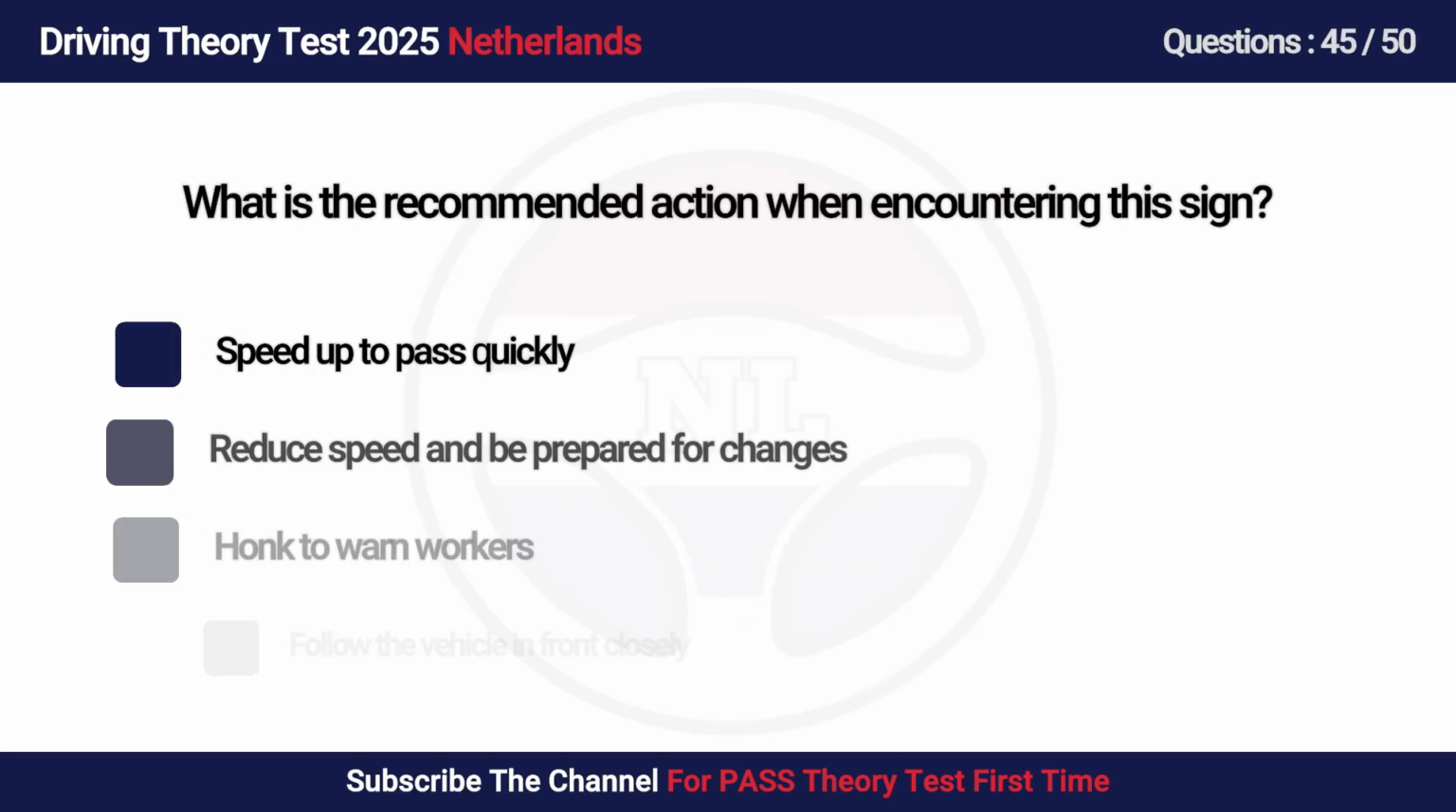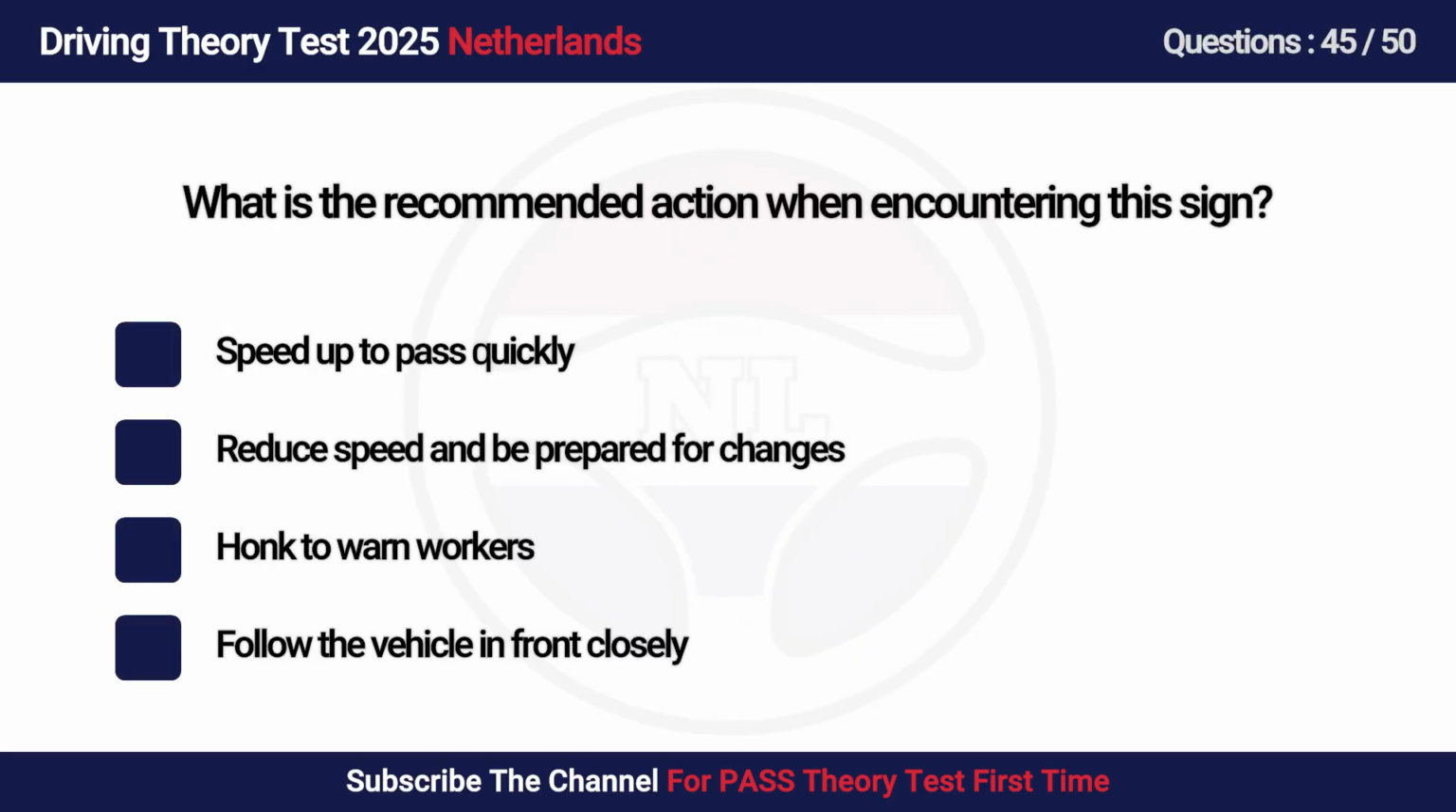Question 45. What is the recommended action when encountering this sign? A. Speed up to pass quickly. B. Reduce speed and be prepared for changes. C. Honk to warn workers. D. Follow the vehicle in front closely.